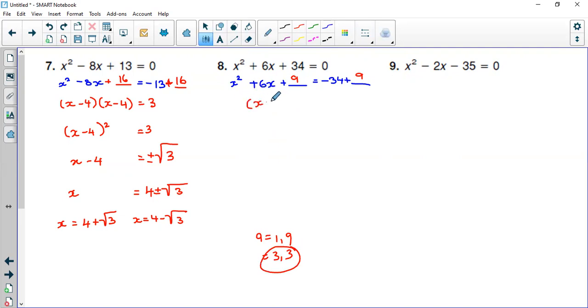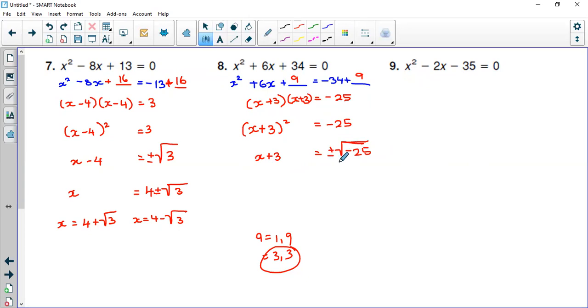So I can write this as x plus 3 equals negative 25. Then x plus 3 whole squared equals negative 25. To remove the square sign, what we do is we say x plus 3 equals plus or minus the square root of negative 25. Now, it's not possible for us to find the square root of a negative number.